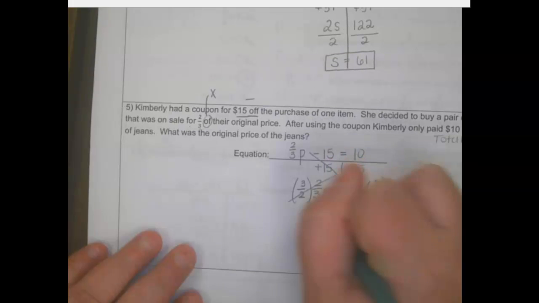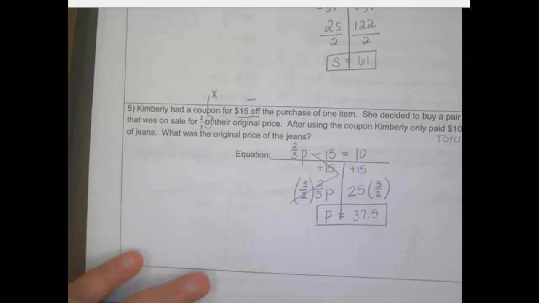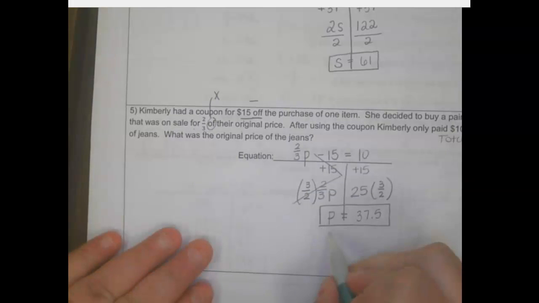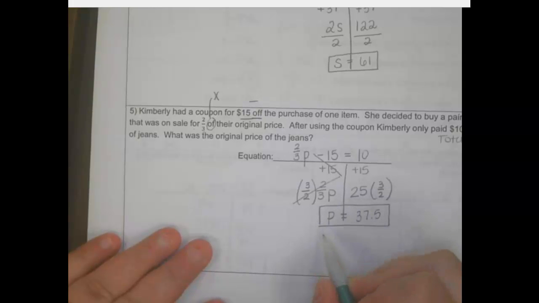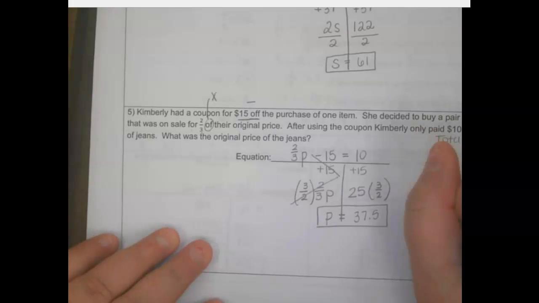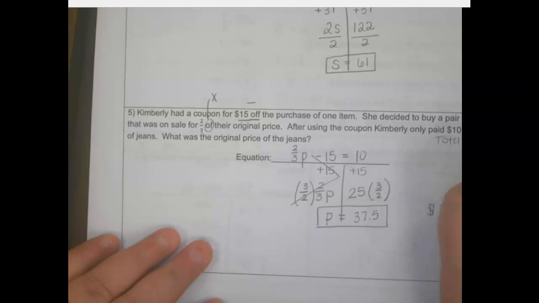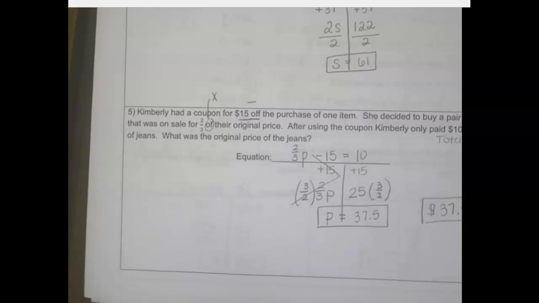Especially those of you that plan on being on number sense. It's a good trick. Is this okay for a money answer? Thank you. Money needs to have a dollar sign and needs to have that second decimal place. So the price of the jeans to start off with is $37.50. Any questions on this?